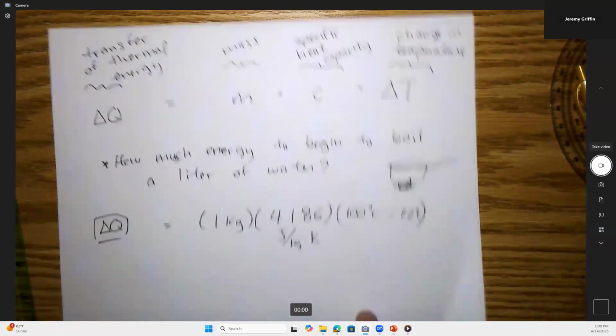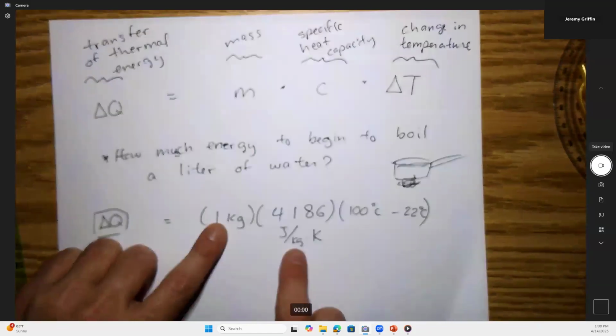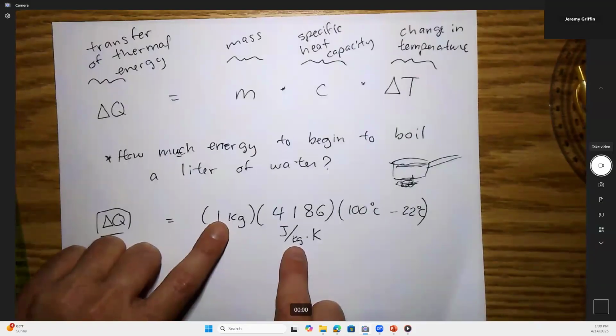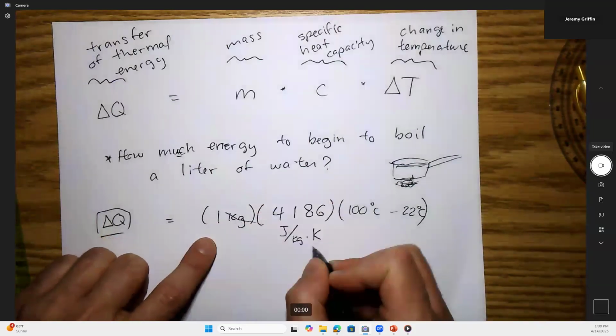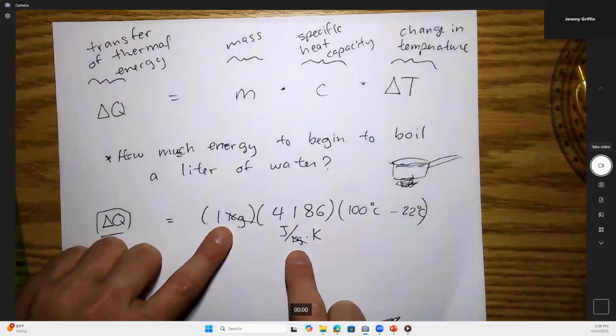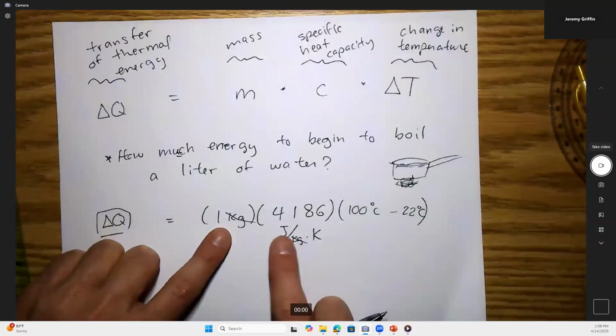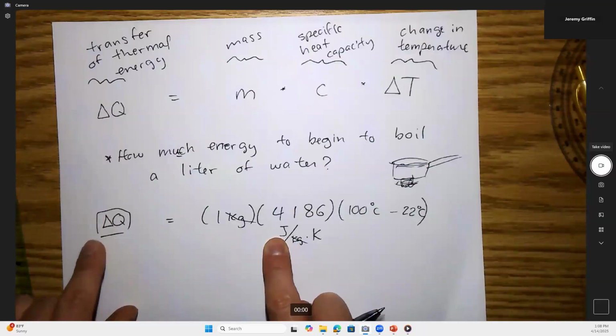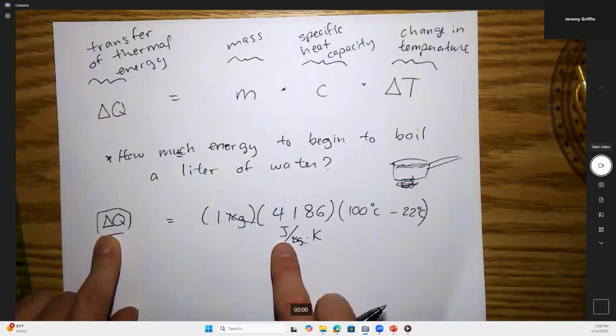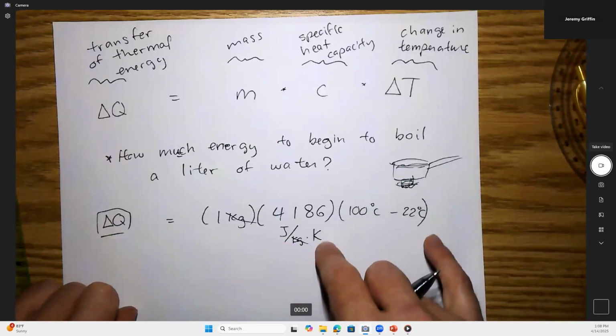All right. Now let's check the units. Kilogram, kilogram. That's a match, right? Yeah, that's joules per kilogram Kelvin. So this kilogram, this kilogram. True. I'm going to have joules, which would answer the question because the question is how much energy, so that could be in joules. I'm just making sure all the units match.